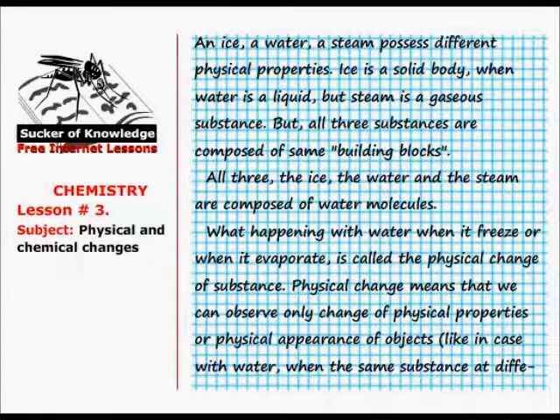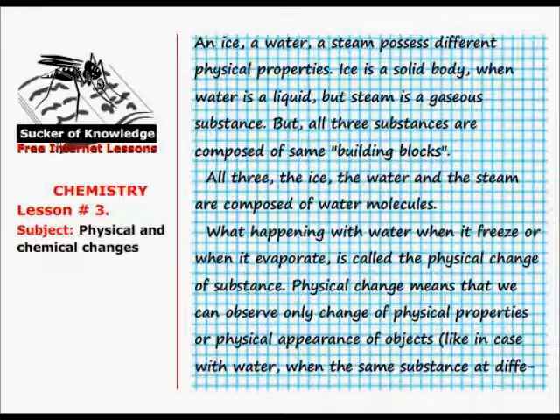Ice, water, and steam possess different physical properties. Ice is a solid body, water is a liquid, but steam is a gaseous substance. But all three substances are composed of the same building blocks. All three, the ice, the water and the steam, are composed of water molecules. What happens with water when it freezes or when it evaporates is called the physical change of substance.